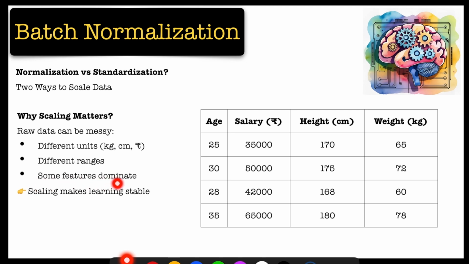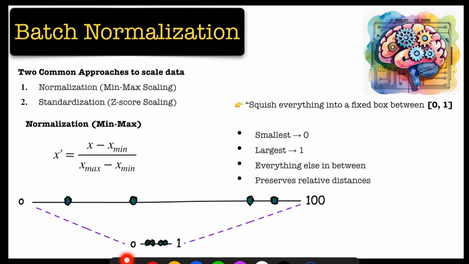So some features might dominate. In this case, salary has a very high range, so it will dominate the other features. This actually makes a different range of input, and this makes the training unstable. That's why we use scaling to make the learning more stable. There are different ways to scale the data.